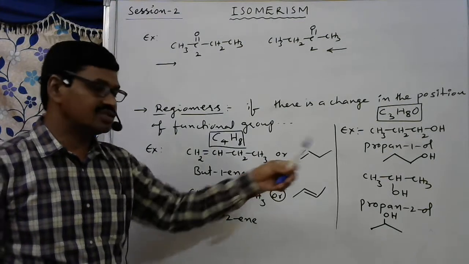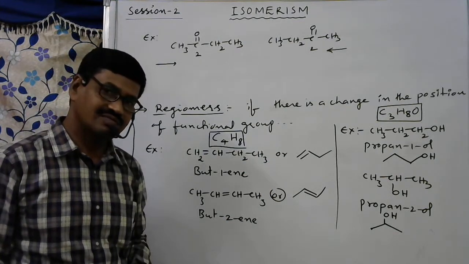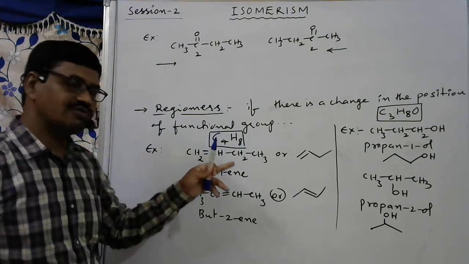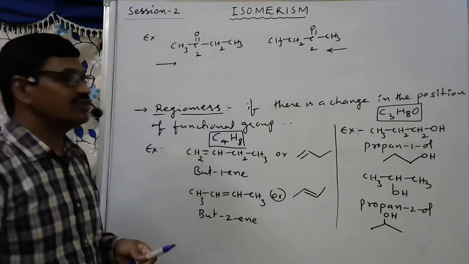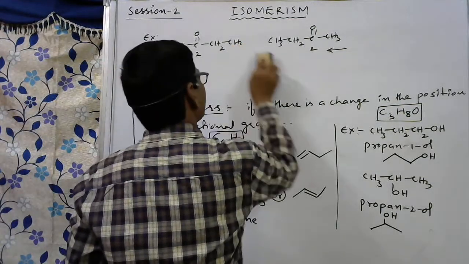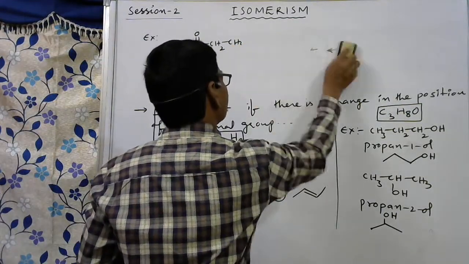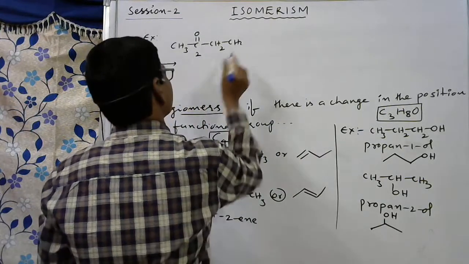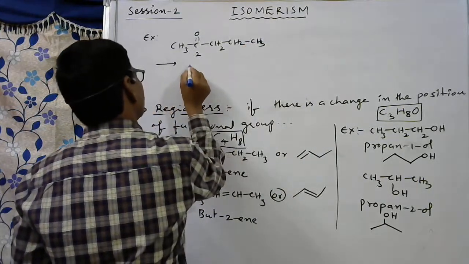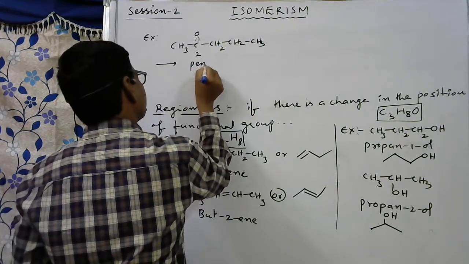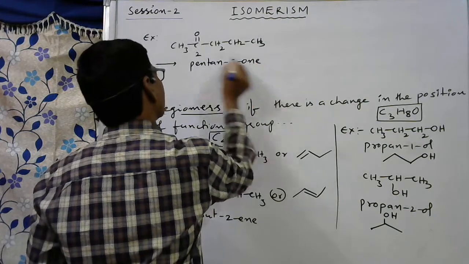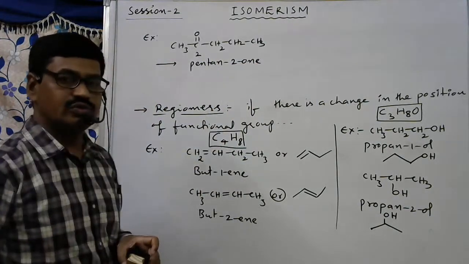For alcohols, the minimum number of carbons is 3. For alkenes or alkynes, the minimum number of carbon atoms is 4. For ketone, 4 carbons are also not enough. How many carbons are required? One more carbon I am writing here, CH2, here CH3. This is what we can say, pentane, pentan-2-one. At the second carbon, there is a ketone.